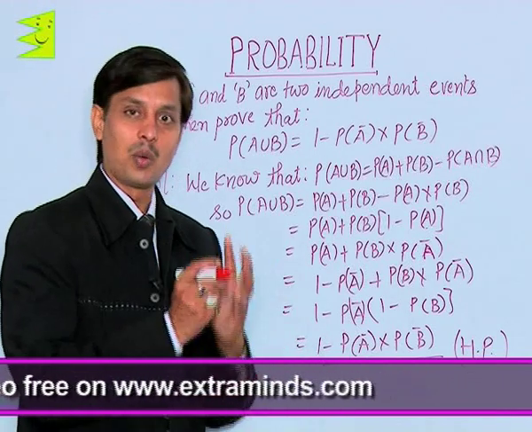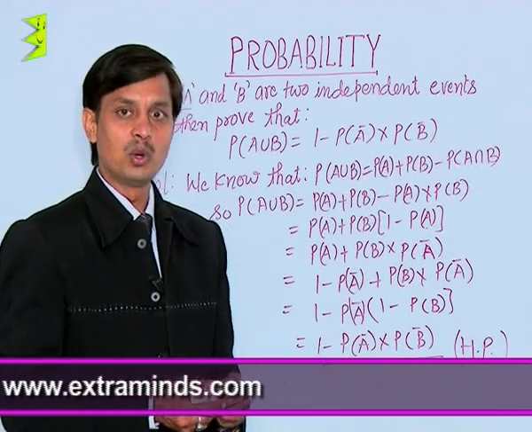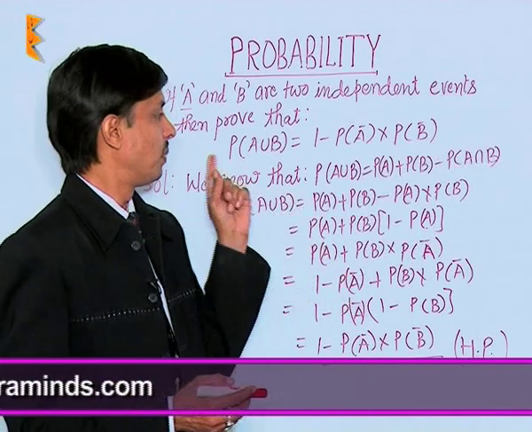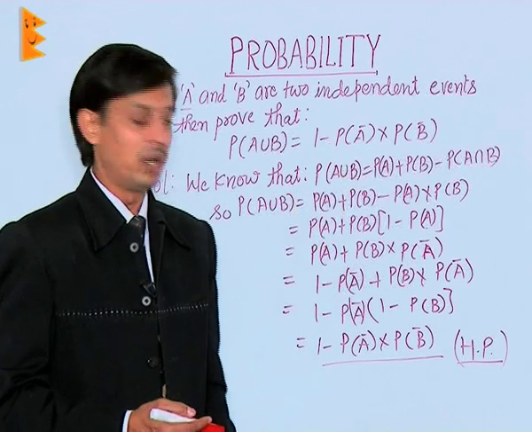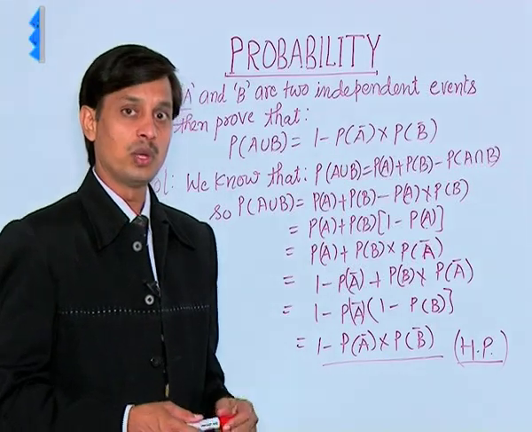So this was the required result which we wanted to show, that the probability of A union B is 1 minus probability of A not into probability of B not, as shown to you in this example.